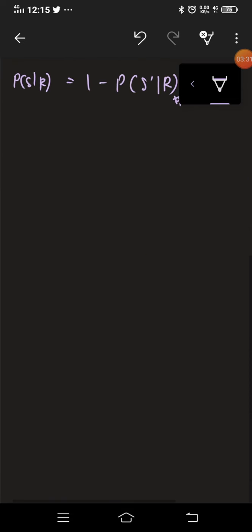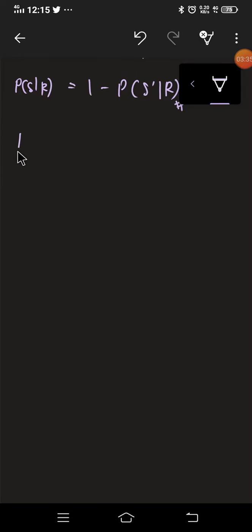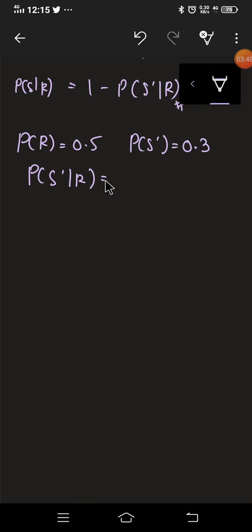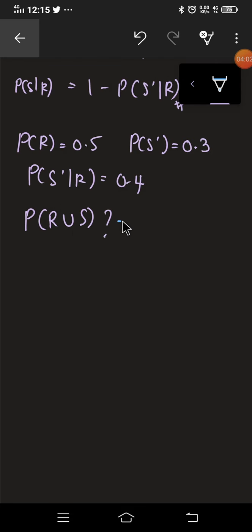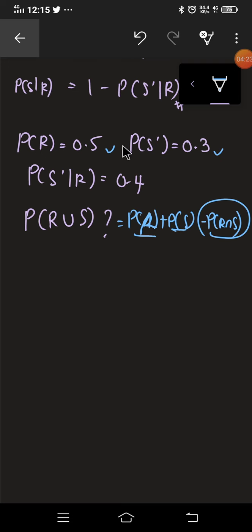How about question B? Okay, now for question B, it's given that probability of R is equal to 0.5 and probability of S prime is equal to 0.3. And also it is given that probability of S prime given R is equal to 0.4. The question asks you to find probability of R union S. So what is the relationship with the unions? Usually for union, we will use the formula of probability of R plus probability of S minus the probability of R intersect with S. So we have the R, we have the S, we can find it from the complement, and we don't have the probability of R intersect S. But what do we have here? We have the probability of S prime given R equal to 0.4.